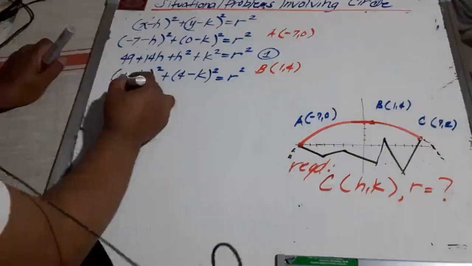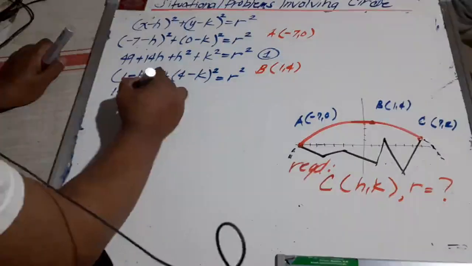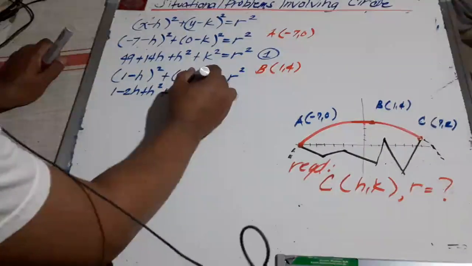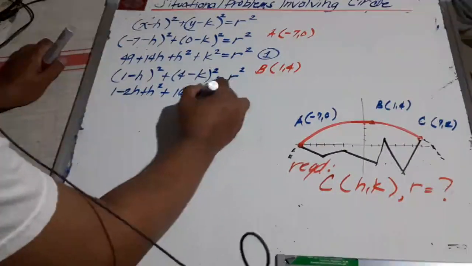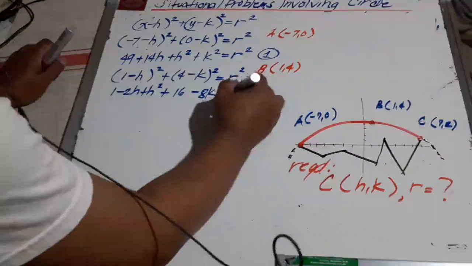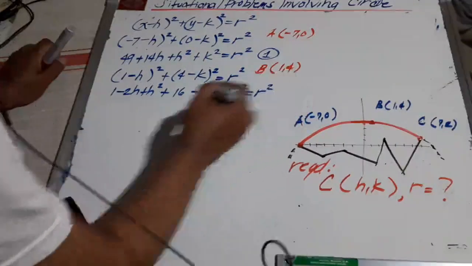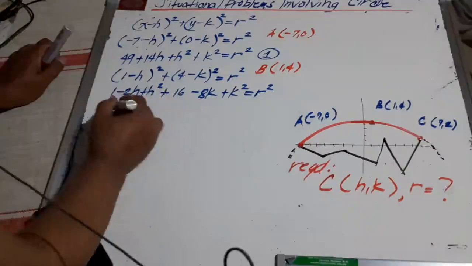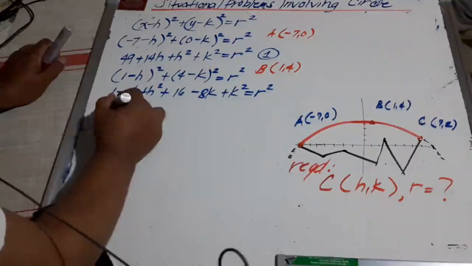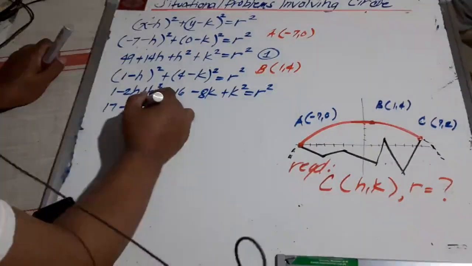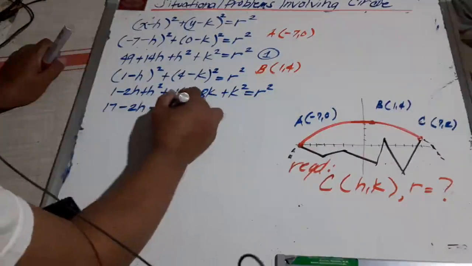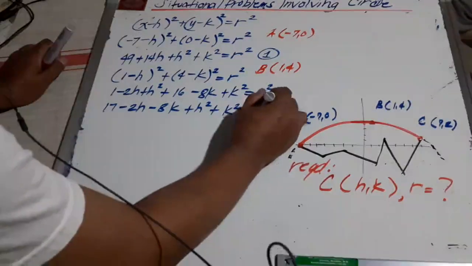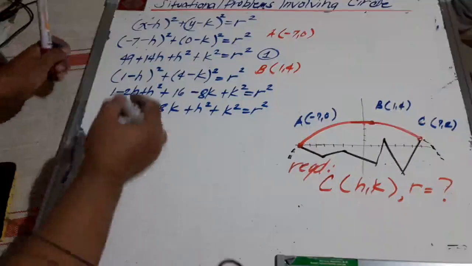Okay. Expand. So 1 minus 2h plus h squared plus the square of 4 is 16. Twice the product of these two is negative 8k. The square of k is k squared equals r squared. Pwede natin pagsamahin yung 1 and 16. That will be 17 minus 2h minus 8k plus h squared plus k squared equals r squared. Okay, check natin. This is our equation 2.